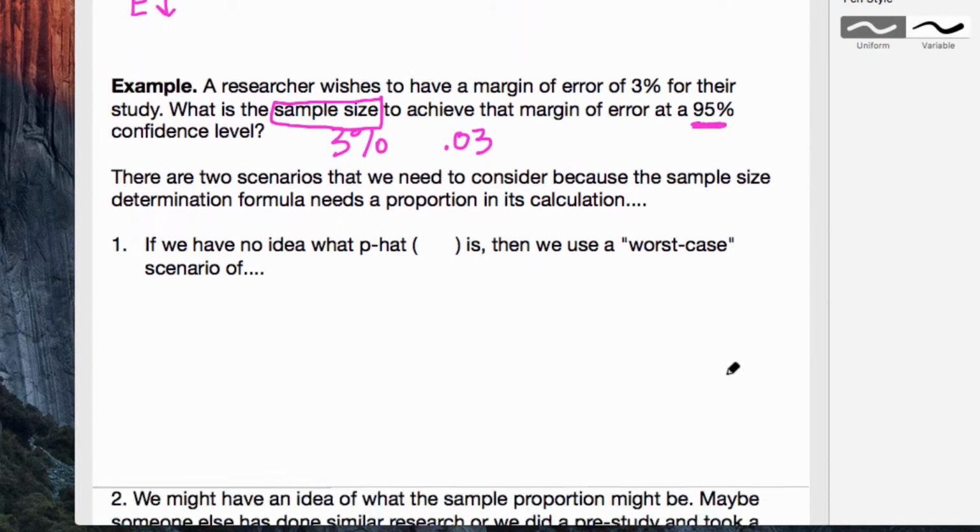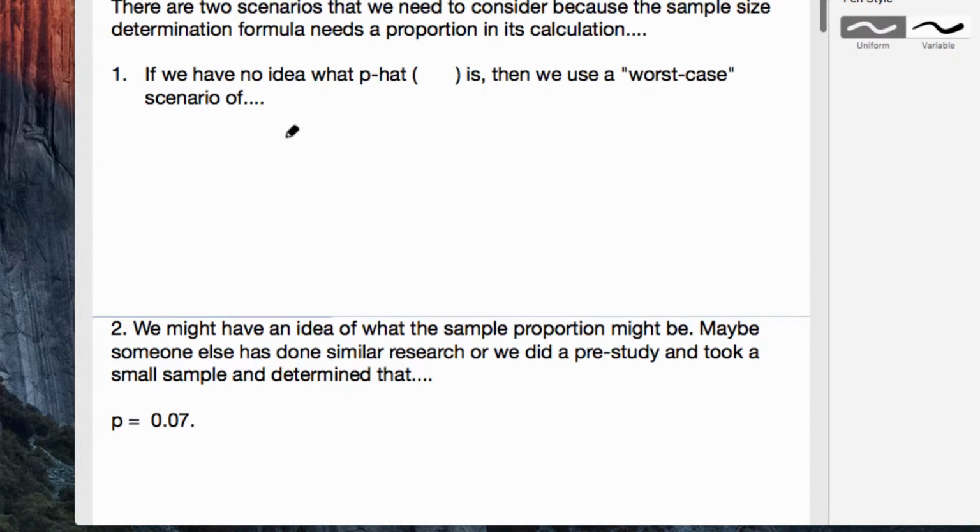The two situations are that sometimes you have no idea what p hat is going to be. If you have no idea what p hat is, then we use this worst case scenario of, well, I have no idea what p hat is. Is it going to be large? Is it going to be small? So we pick an average, the middle. We pick it to be 0.5. So 0.5 is like that worst case scenario. It's right between 0 and 1. So this is kind of a guess. Sometimes some textbooks would say p hat sub g for guess.